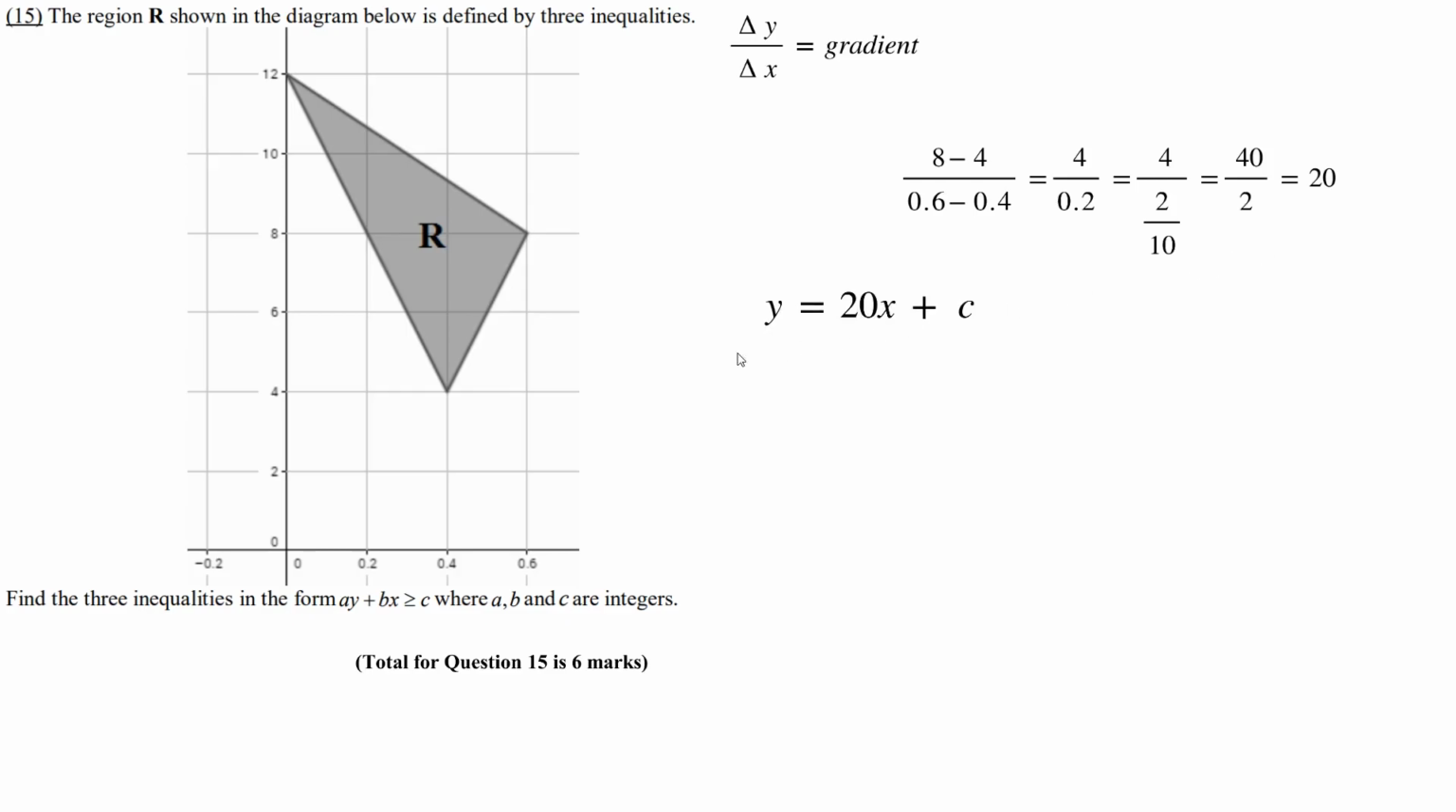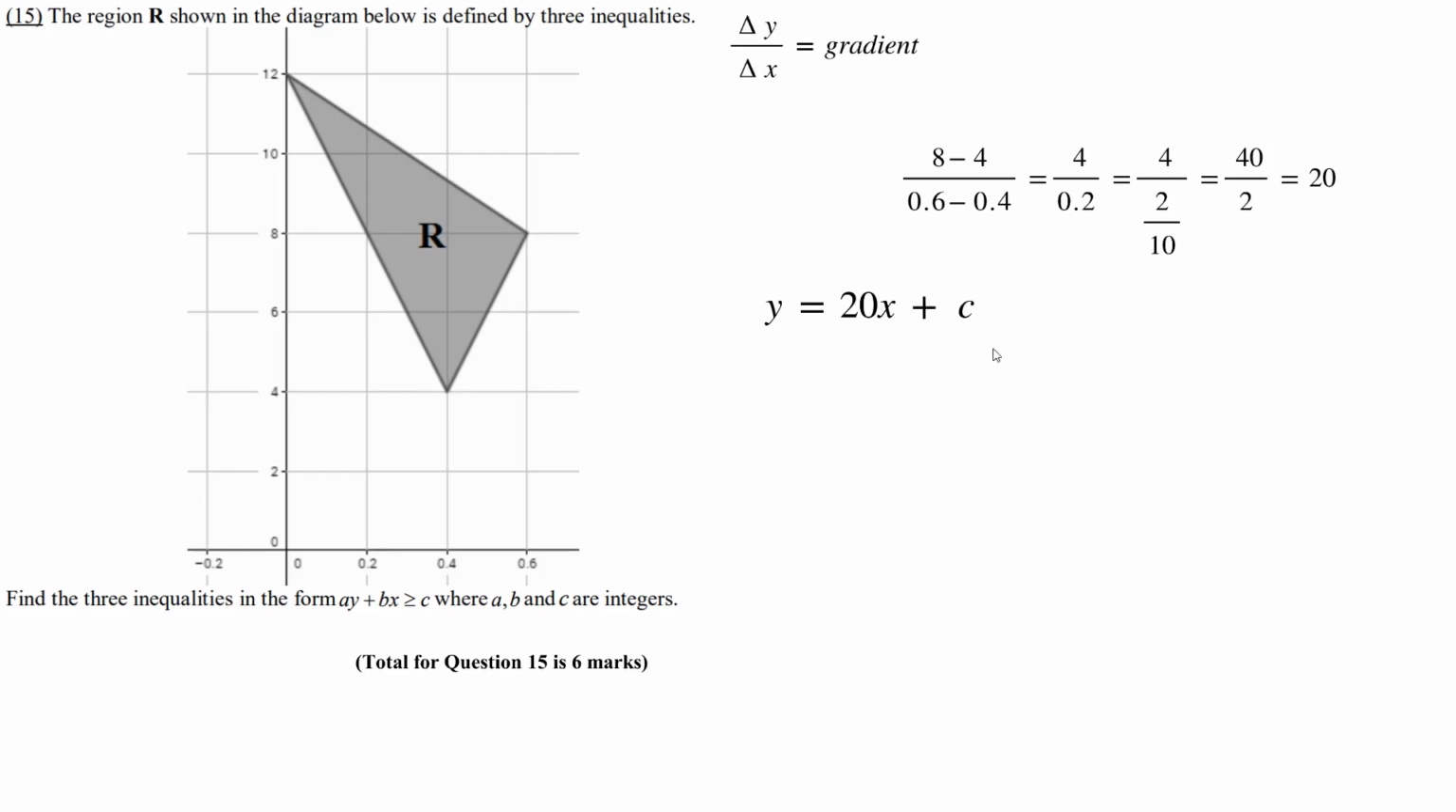Oh no, so I've done this one here. So I've actually done this line here. So I've said 8 take away 4, which is 4. So that's the change in y, and then over the change in x, so it's 0.2 from 0.5 to 0.6. So I get that the gradient is 20. So y equals 20x plus c for this.